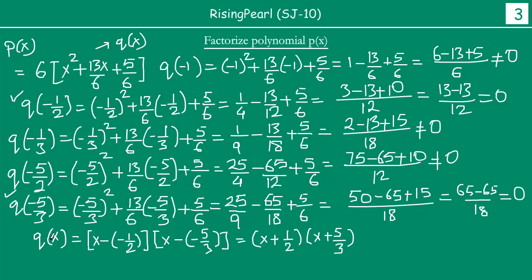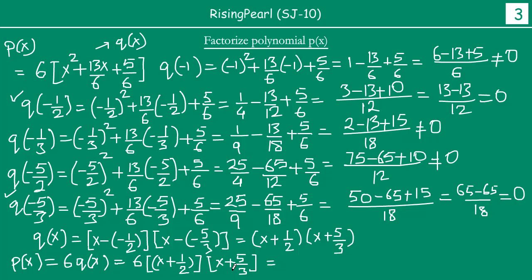Now दोस्तों आप notice करोगे, the question was not qx, it was px. अगर आप रिकॉल करते हो दोस्तों, आपकी क्वेश्चन थी px, जिसे हमने we have written in this format 6 times qx. So 6 times this, right? Now दोस्तों इसे, so you can write this as x plus 1 by 2 times x plus 5 by 3.